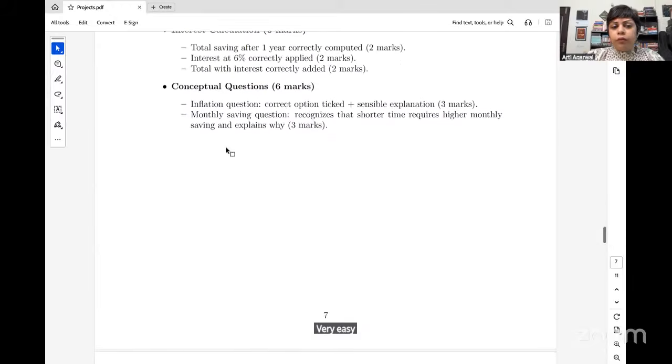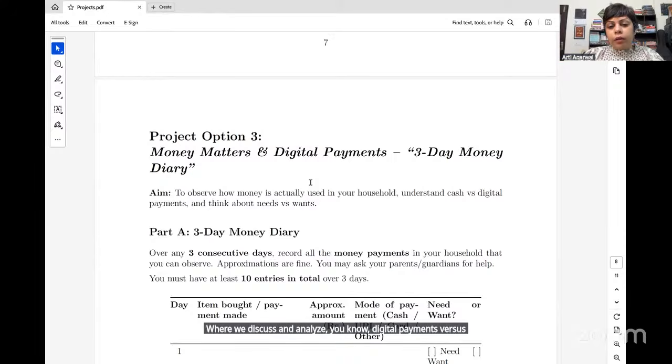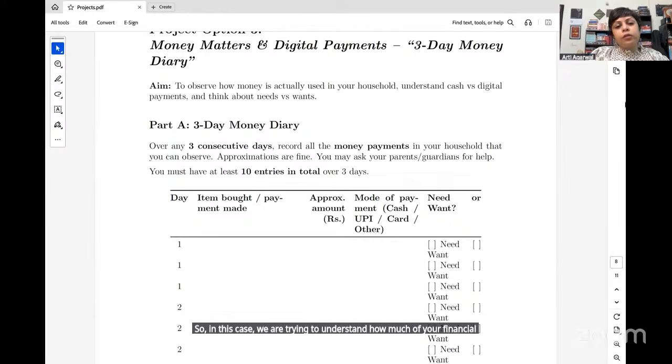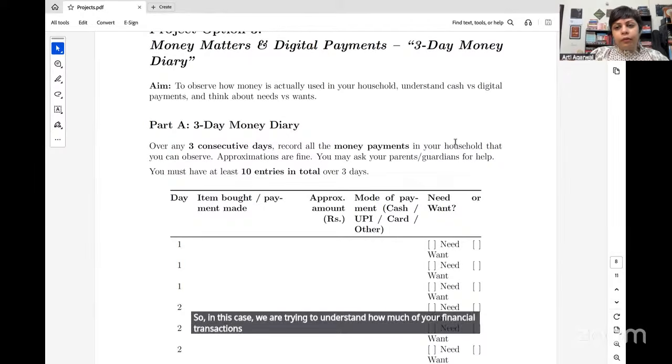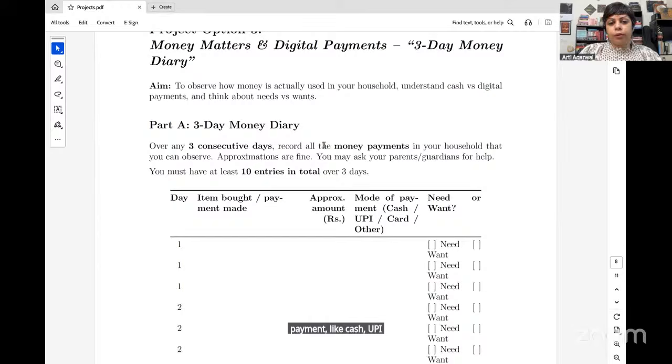And this is the rubric for evaluating it. Then the third part is where we discuss and analyze digital payments versus, not commodity, actually fiat payments. Okay. So in this case, we are trying to understand how much of your financial transactions are in different forms of payment, like cash, UPI, card, etc.